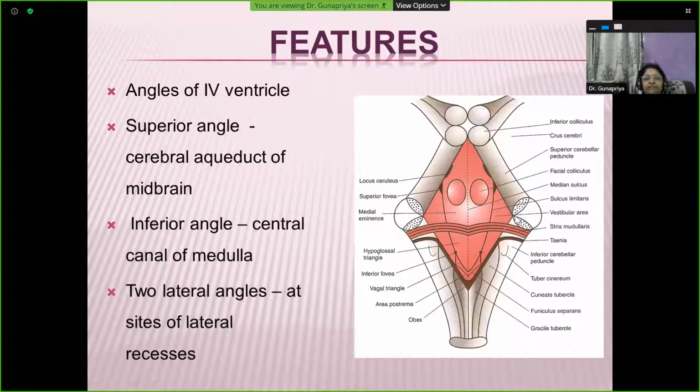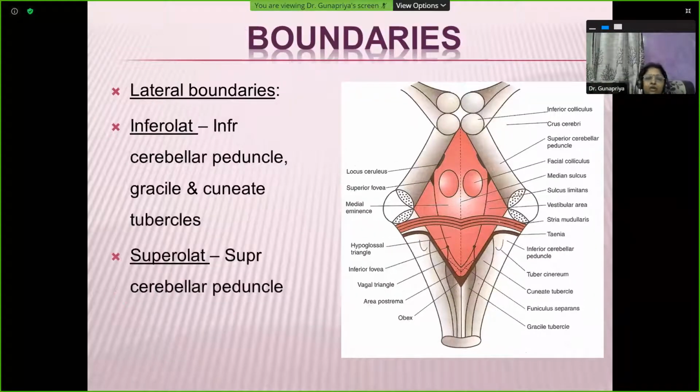To read it once again, the features: it has four angles. Superior angle is a site where the fourth ventricle cavity will continue as a cerebral aqueduct. Inferior angle is a site where it will continue with the central canal of medulla. At the lateral angles, it is going to extend in the form of lateral recesses. Recess is nothing but an expansion or extension, like something having an extra fitting. Like that, this fourth ventricle has an extension of its cavity laterally at the lateral angles in the form of lateral recesses.